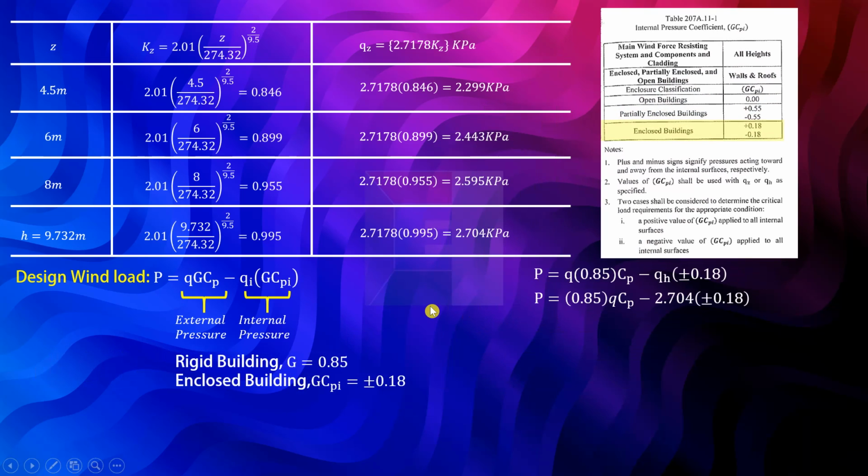So ngayon, yung formula natin is magiging Q multiplied by 0.85 Cp minus QH, kasi yung QI is QH, plus minus 0.18. So we just need to substitute the value of QH, which is itong 2.704. So, and then we calculate this one. So we have 0.85 of QCP. So negative multiplied by positive, that is negative. So, and then negative multiplied by negative, magiging positive. 0.48672.